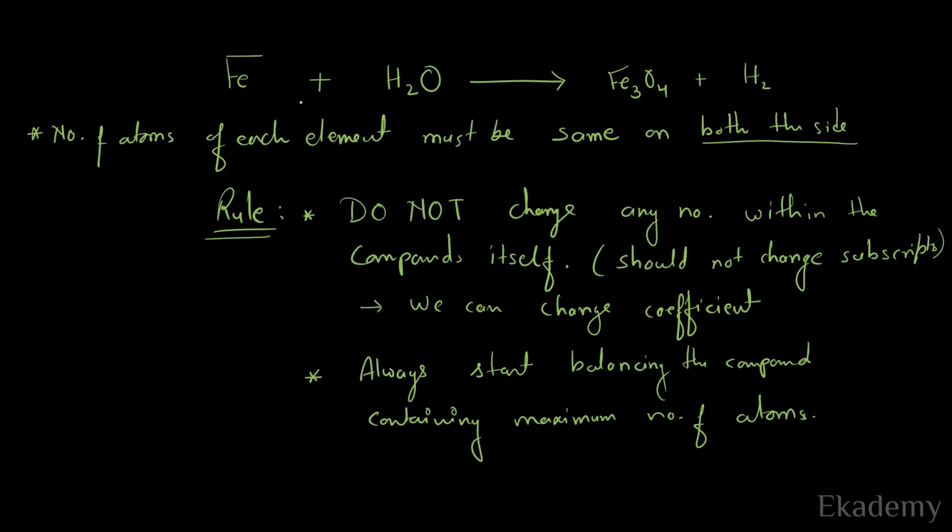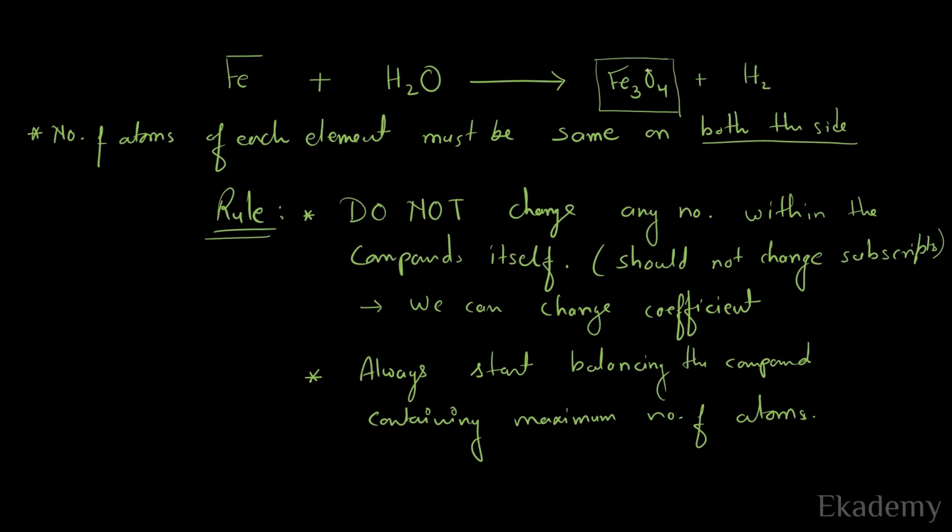For example, if we are considering this chemical equation, we have several compounds here, and let's say water is a compound. How many atoms are there? So two hydrogen and one oxygen. That means there are a total of 3 atoms in this compound. What about Fe3O4? So we have 3 iron, 4 oxygen atoms. So in total we have 7 atoms in this compound, and here only 3. So the compound having the maximum number of atoms in this case is the oxide of iron, which is Fe3O4.